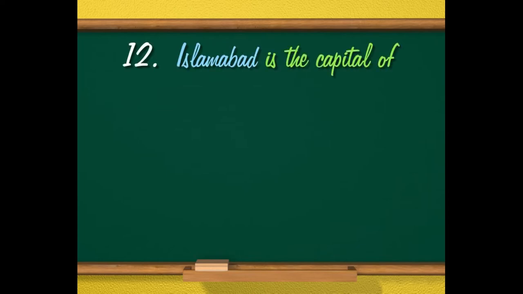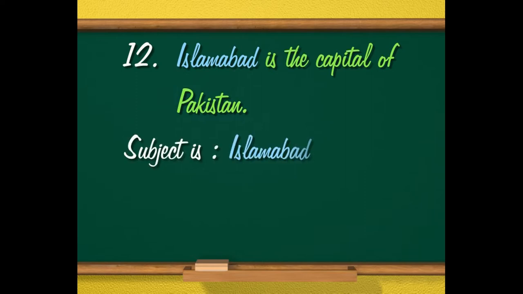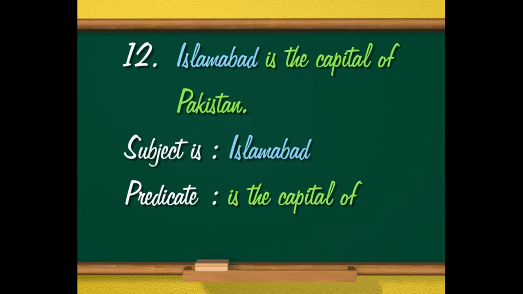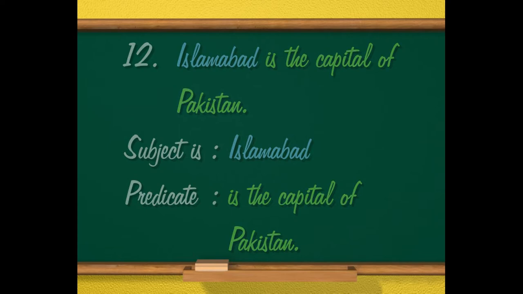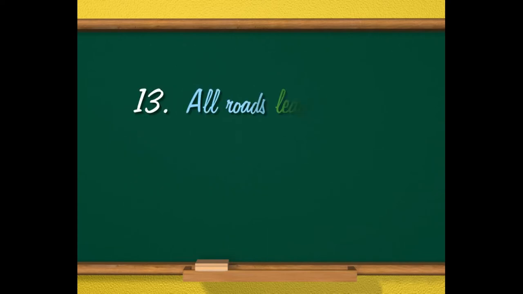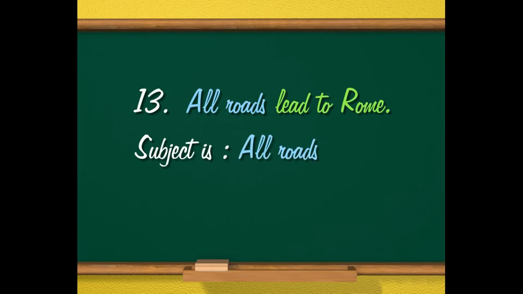Next question. Islamabad is the capital of Pakistan. Here the subject is Islamabad and the predicate is the other half of the sentence, that is the capital of Pakistan. Question. All roads lead to Rome. Here the subject is all roads and the predicate is lead to Rome.